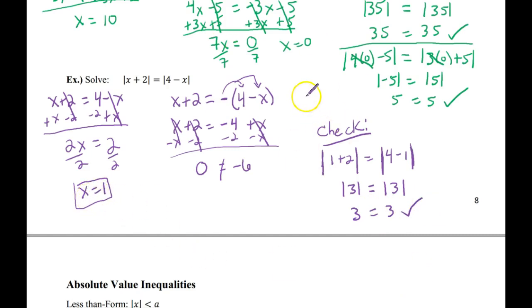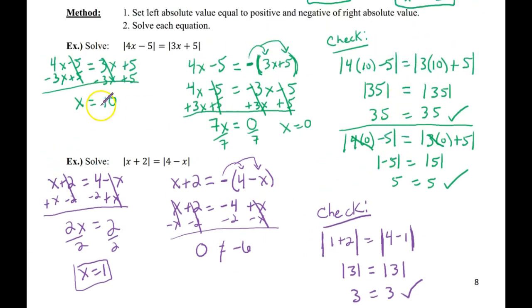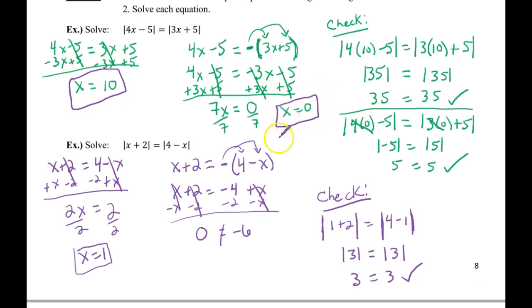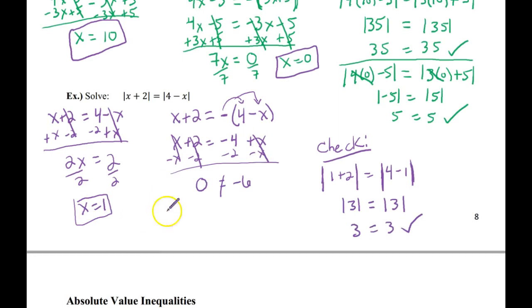Alright, I hope that helps. So always check yourself and look for extraneous solutions. And sometimes you'll get two solutions, like we did up here. We had positive 10 and 0 both worked. Here we had one solution, and sometimes you could have no solution. It is possible.